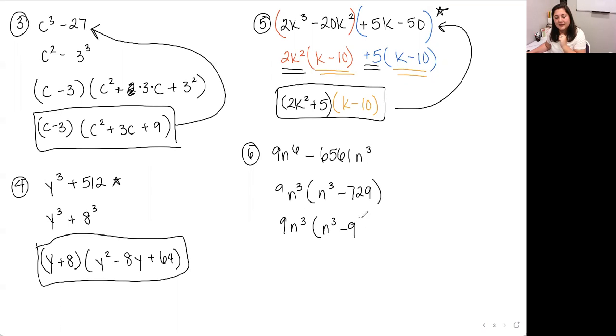So I'm going to take this and take it a step further. Usually in algebra 1, a lot of times you're just going to have, you know, you factored once and then you're done. In this case, in algebra 2, you're going to factor, and then sometimes you're going to factor again, and then sometimes you're going to factor even more. In this case, this is what it's like. You're going to factor n minus 9, and then you're going to have n squared plus 9n plus 81.